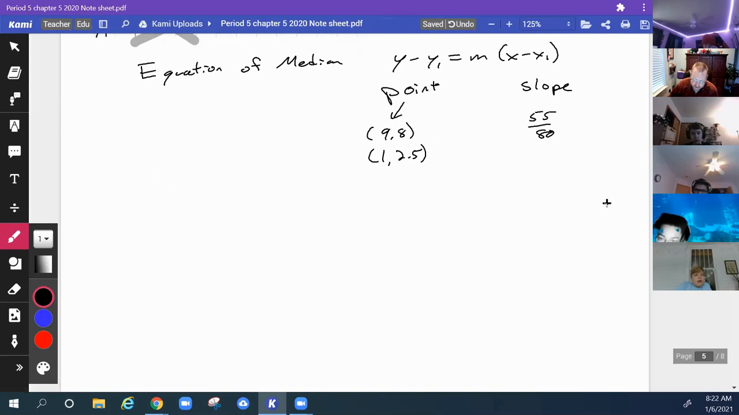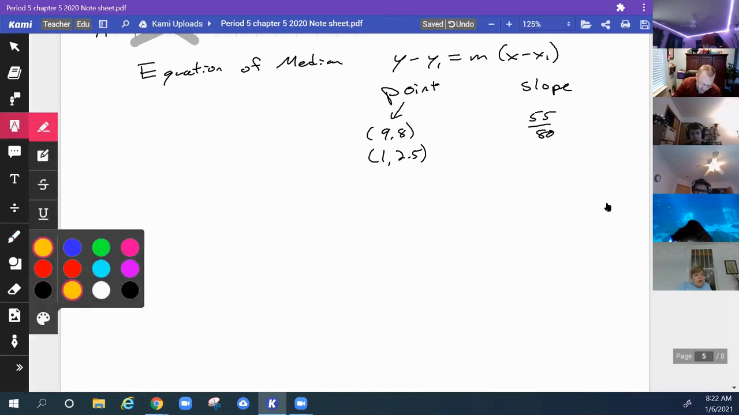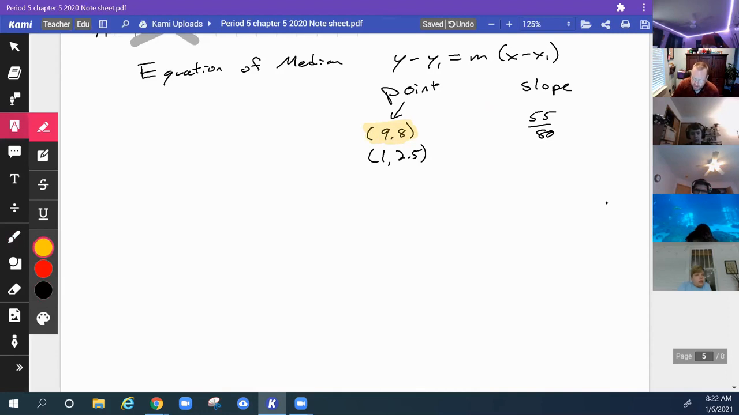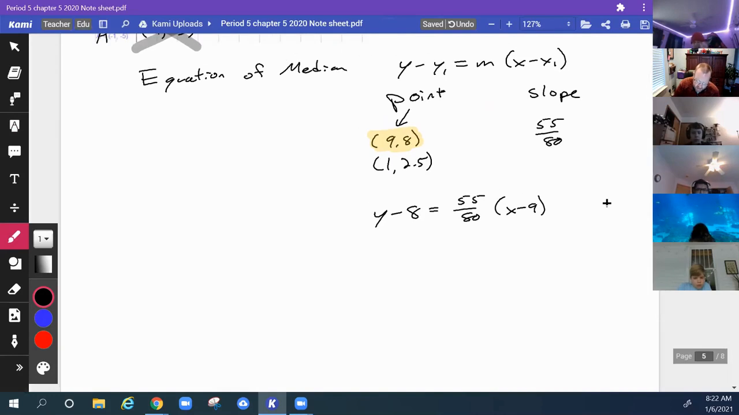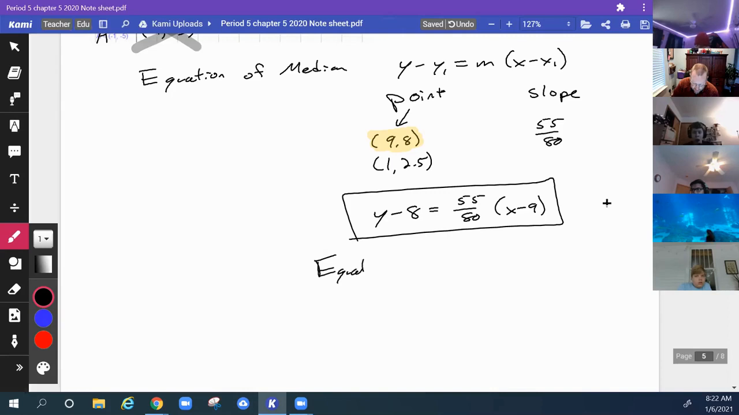So if I go ahead and write this out, I'm just going to choose 9, 8 because I didn't have to calculate it. It was given to me. If I choose the point 9, 8, I'm going to get y minus 8 equals 55 over 80 times x minus 9. That is going to be the equation of the line that contains the median from B to AC.